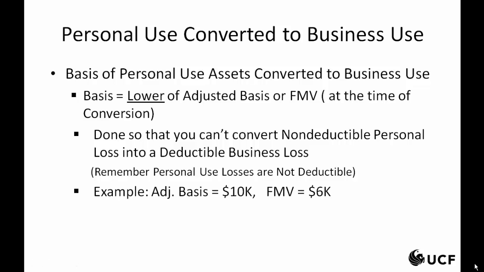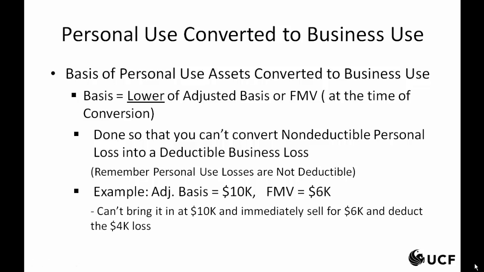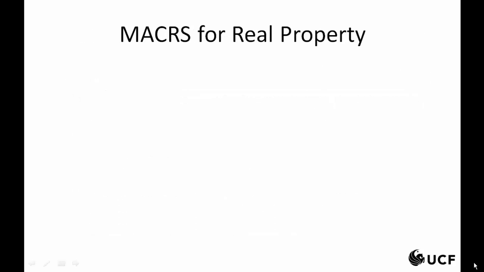For example, if our asset has an adjusted basis of $10,000 and the fair market value on the date of conversion to business use property is $6,000, we can't bring it in with a basis of $10,000 and then immediately sell it for $6,000 and thereby enable ourselves to deduct a $4,000 loss that we would not have been able to deduct if we kept it a personal use asset.